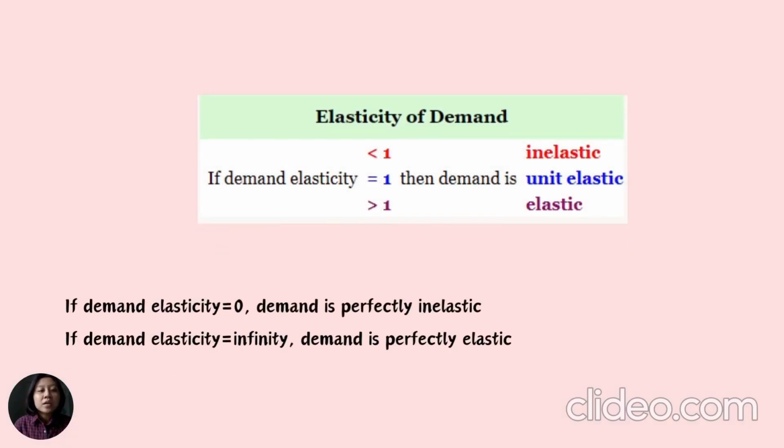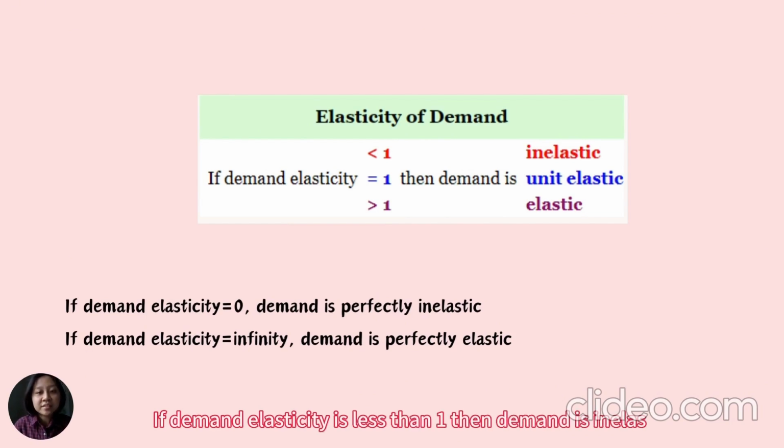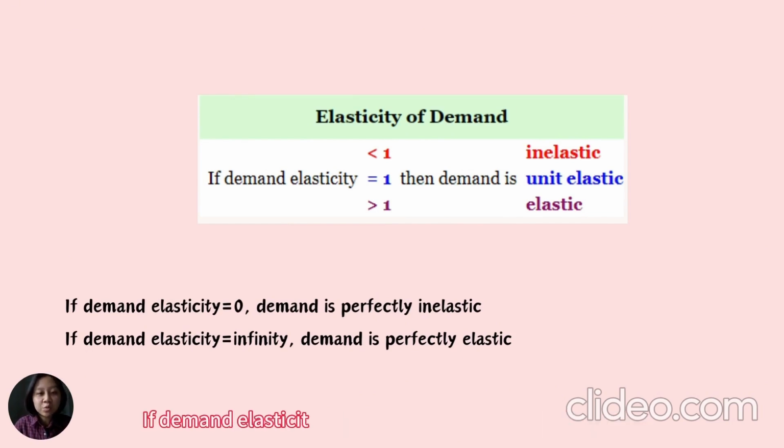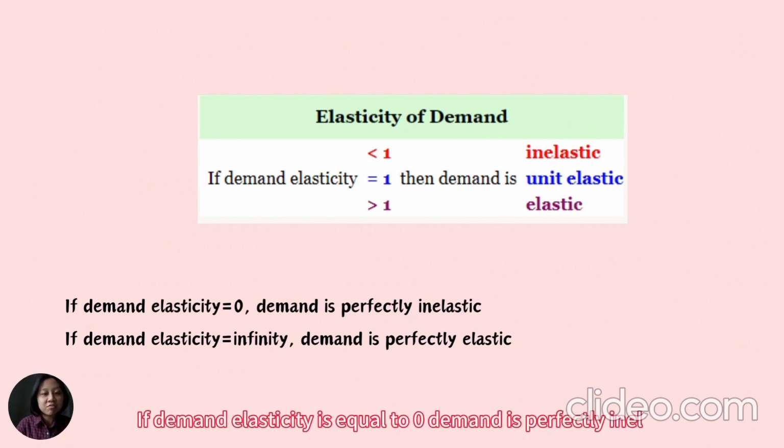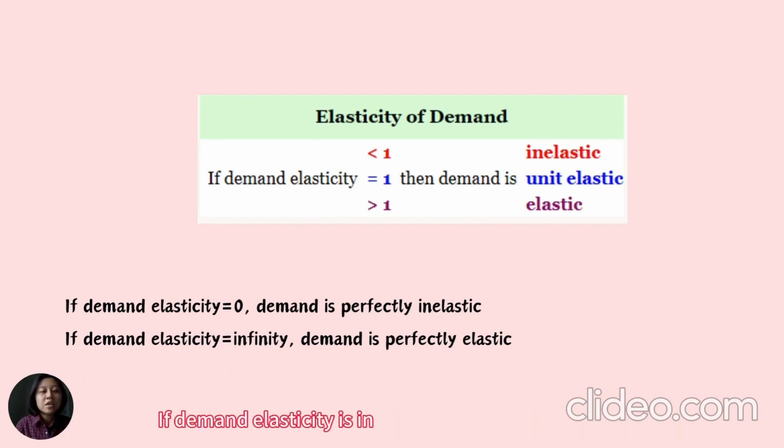The next one: if demand elasticity is less than 1, then demand is inelastic. If demand elasticity is equal to 1, then demand is unit elastic. If demand elasticity is more than 1, then demand is elastic. If demand elasticity is equal to 0, demand is perfectly inelastic. If demand elasticity is infinity, demand is perfectly elastic.